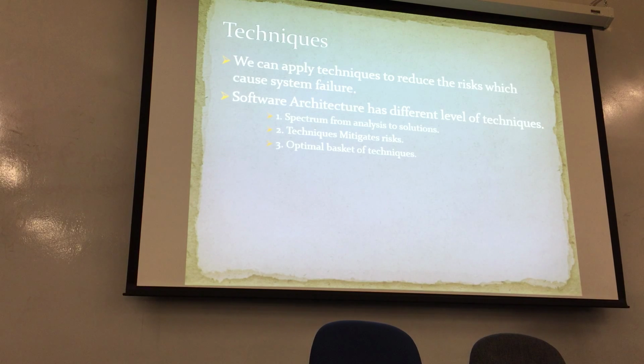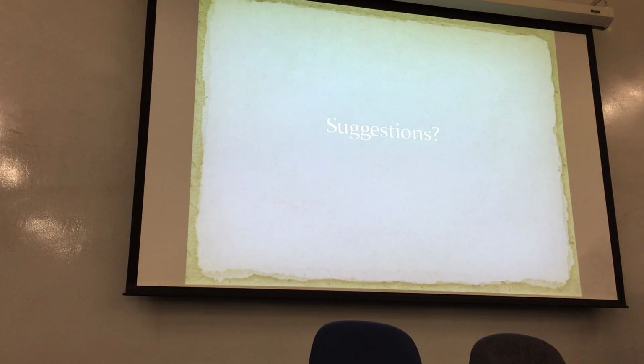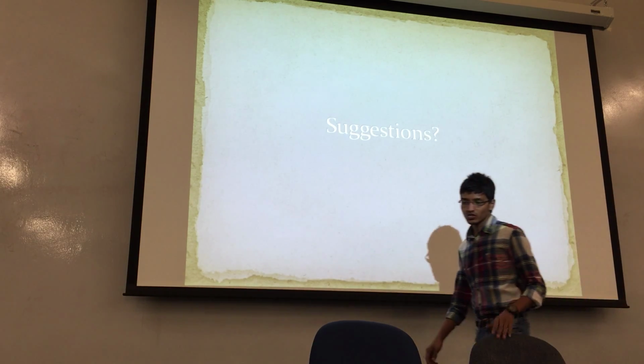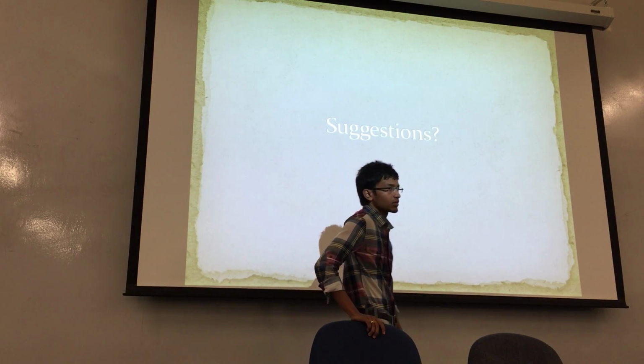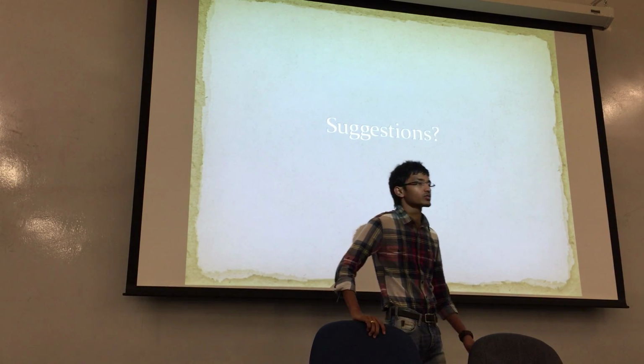So identifying risk, prioritizing, and applying the techniques are the risk-driven model. If you have any suggestions, you can help me out on these things, so that I can get more knowledge on software architecture.